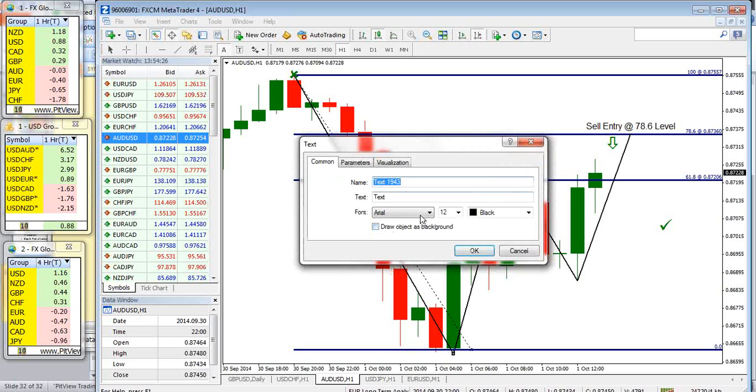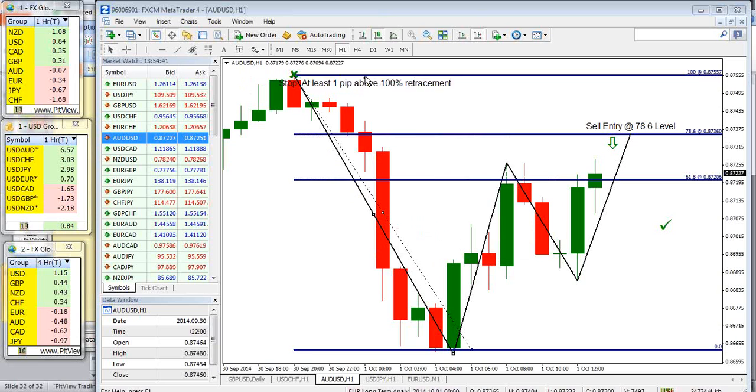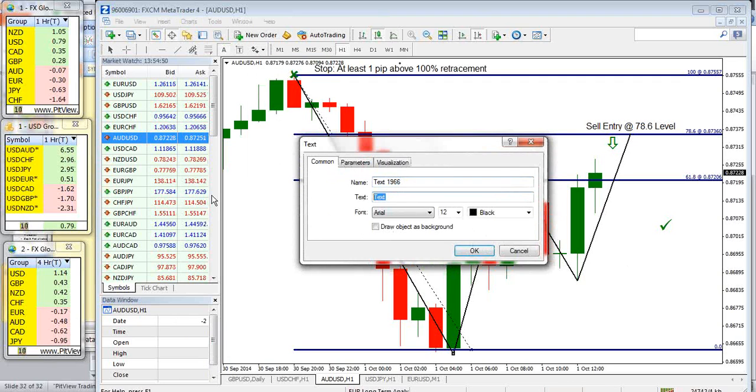I'd put my stop right up there, at least 1 pip above the 100% retracement. So right up in here. And then I would put my limit at a 1-to-1 risk-reward ratio.